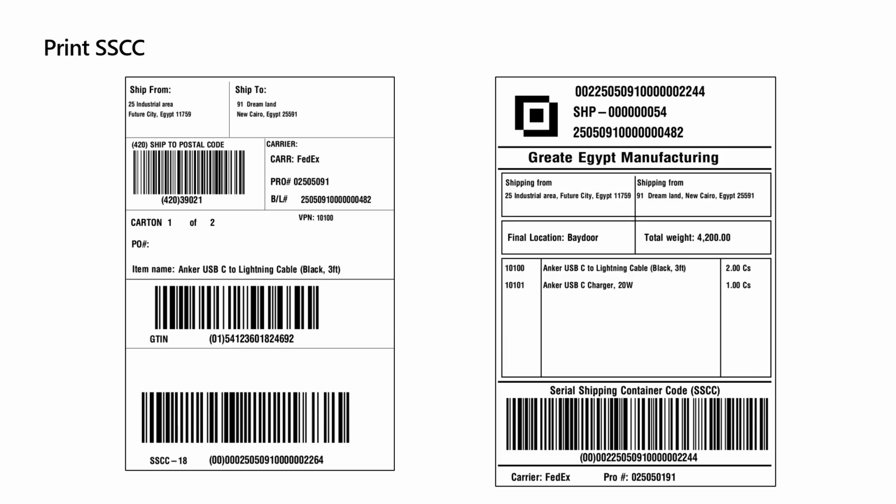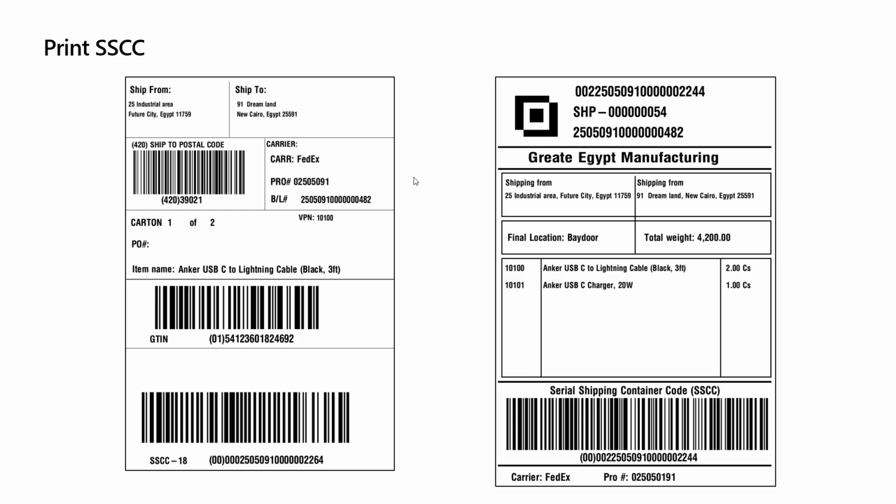In Dynamics 365 Supply Chain Management, you could print SSCC labels in different ways, but in this demo, we're gonna print the SSCC label using the Wave Label feature, and another detailed video will be released on how to configure and print shipping labels using the wave labels. In this demo, we're gonna print the shipping labels of a mixed pallet that contains different cases. It's required to print a unique SSCC for every carton and another one for the mixed pallet.